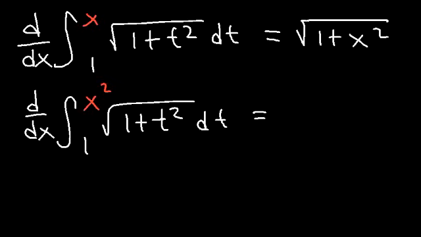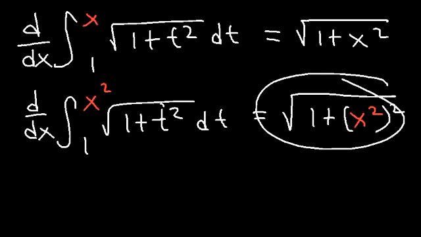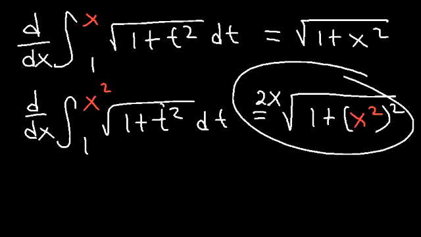So the first thing you need to do is replace t with x squared. So it's going to be 1 plus x squared, which is t, and then squared. The next thing you need to do is multiply this expression by the derivative of x squared. The derivative of x squared is 2x. So the answer is this. It's 2x square root 1 plus x to the fourth.